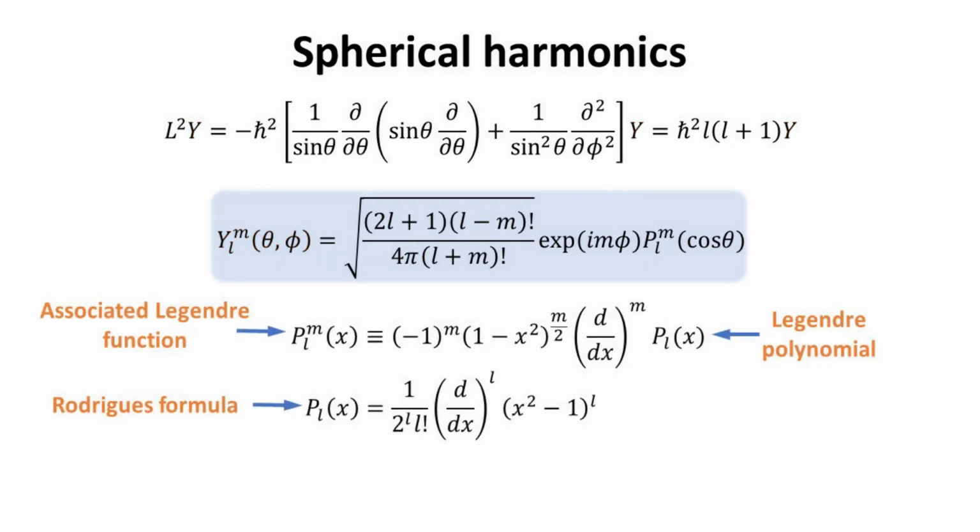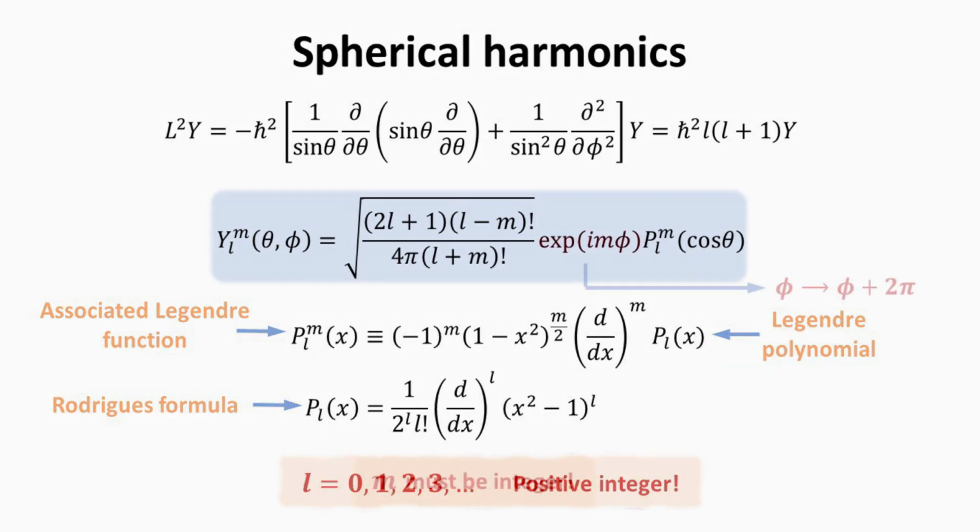The associated Legendre functions are polynomial functions defined here in terms of the Legendre polynomial, according to the Rodrigues formula. For the Rodrigues formula to make any sense, L has to be a non-negative integer. Thus, we obtain the key result, that the quantum number L must be a positive integer.